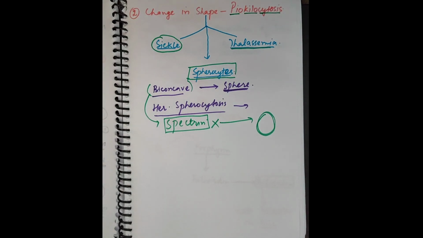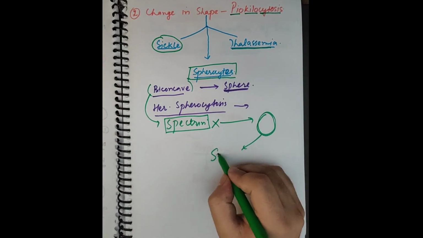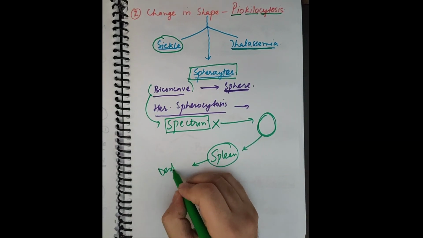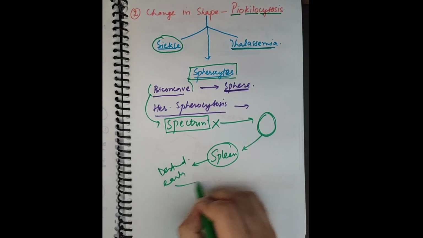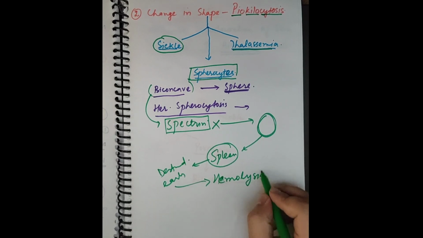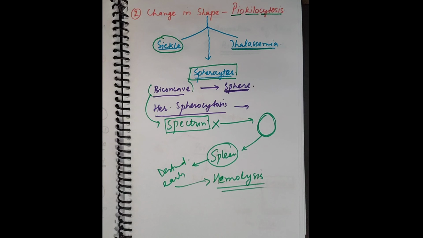Because of the change in shape, the RBCs cannot pass through the spleen. When they cannot pass through the spleen, they are destroyed early, resulting in hemolysis. Hemolysis means the RBCs are destroyed early. The lifespan of RBC decreases because the sphere shaped RBCs will not be able to pass through the capillaries in the spleen, because they are very narrow. Biconcave shape helps in squeezing, but the sphere shaped RBCs will not be able to pass, so they are hemolyzed in our spleen. This is related to hereditary spherocytosis.